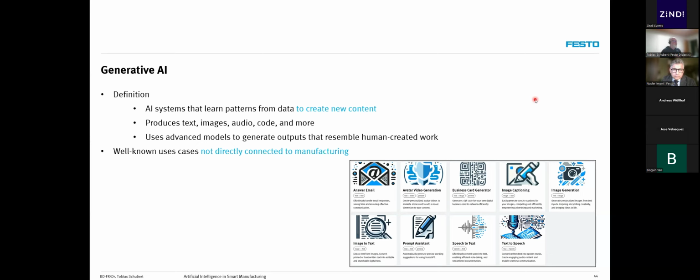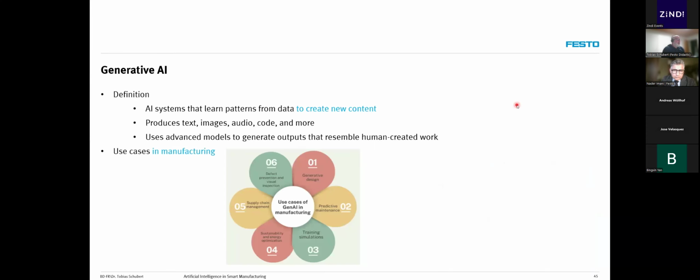But these well-known use cases, of course, are not directly connected to manufacturing. So generating an image from text has no relationship to production, I would say. But there are many use cases. For example, generative design is one. Maybe let's think about the next generation of production machines. Why not asking a large language model, how should it look like?